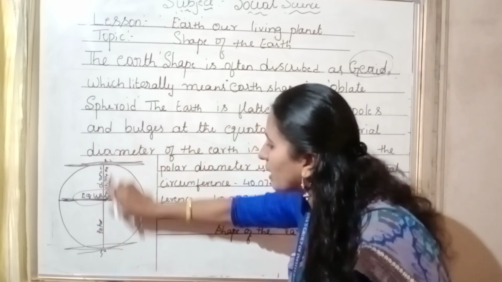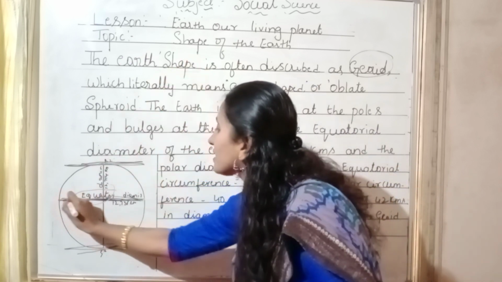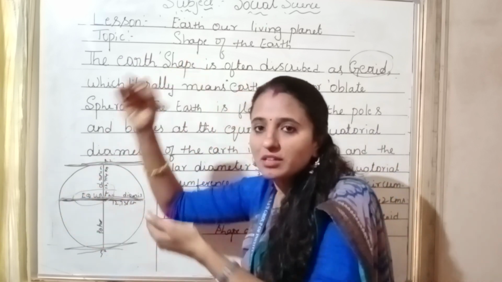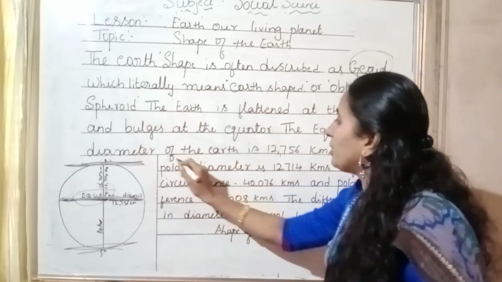Both the parts, what we have, poles are there, children. It is a flat surface. But here it is completely bulged. A little bit it is bulged. So, the equatorial diameter of the Earth.